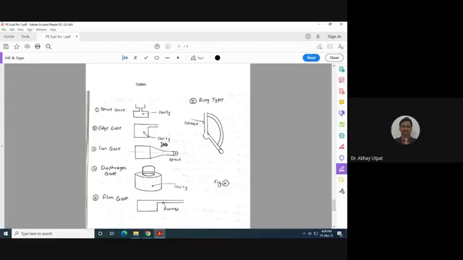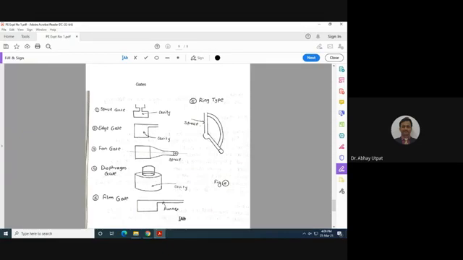Figure number 1. Then, edge gate. Your opening in the cavity will be from one side. Edge gate. Fan gate. Gate will be flat, and through the screw it is connected to the cavity. Then diaphragm gate. Diaphragm. So opening like circumference is provided, and opening will be more.